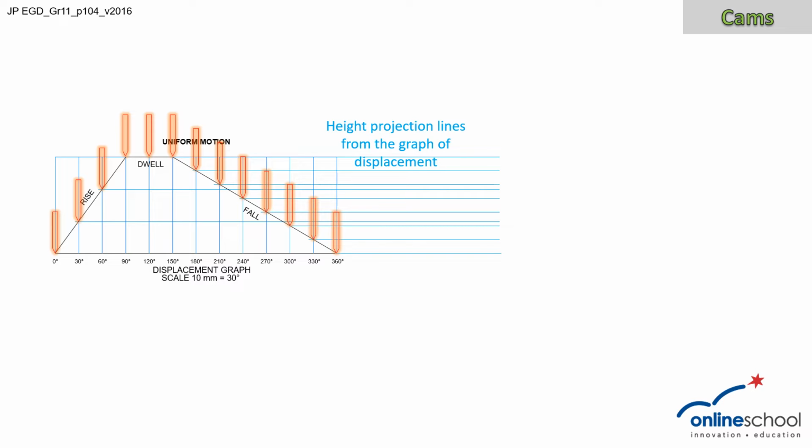This is just a basic illustration of mine to indicate the position of the follower at each one of the 30 degree intervals on our graph of displacement, and here it is then easy to see where the follower's tip would be positioned, at what height, at each one of these intervals, and we will then project those heights to the center line of our cam disk profile.